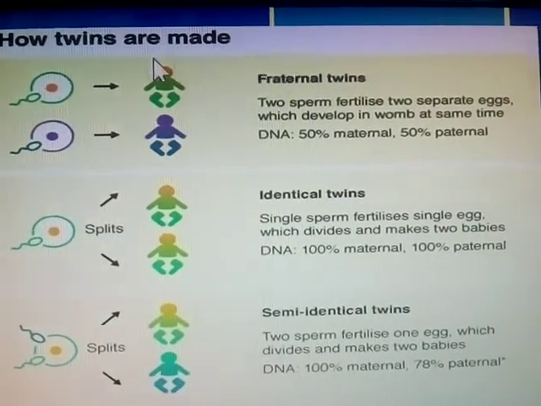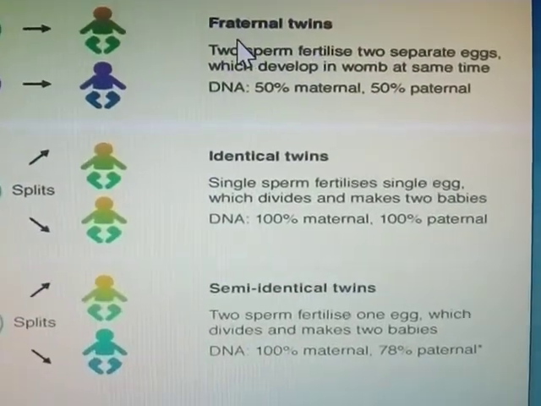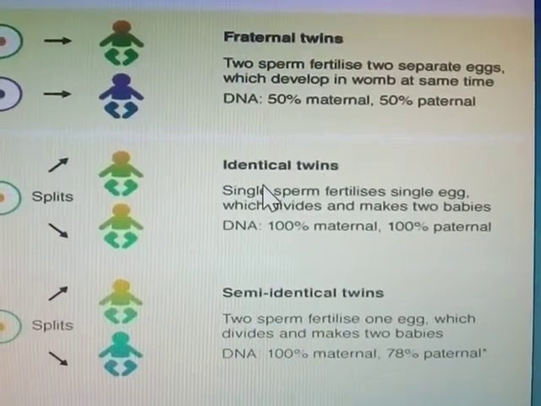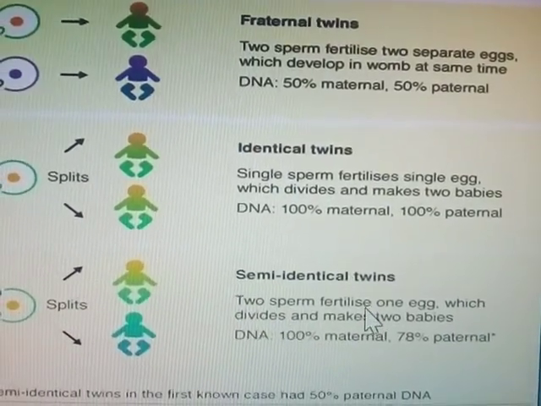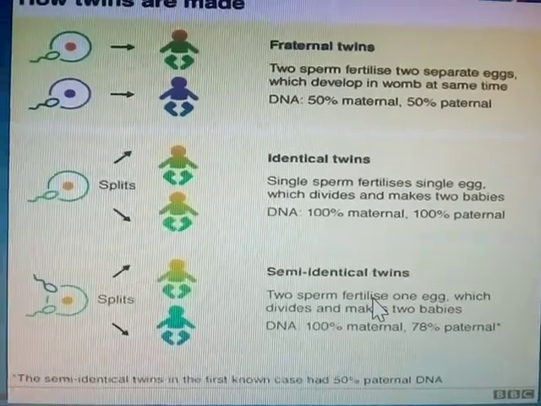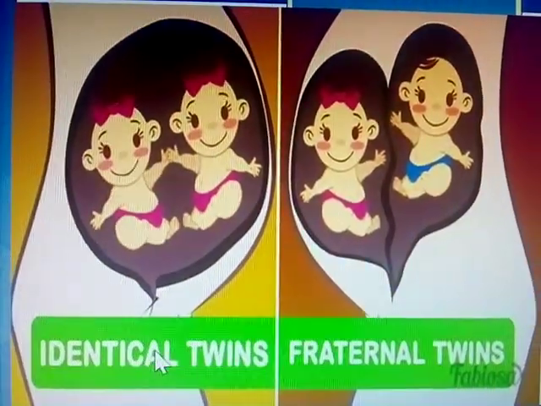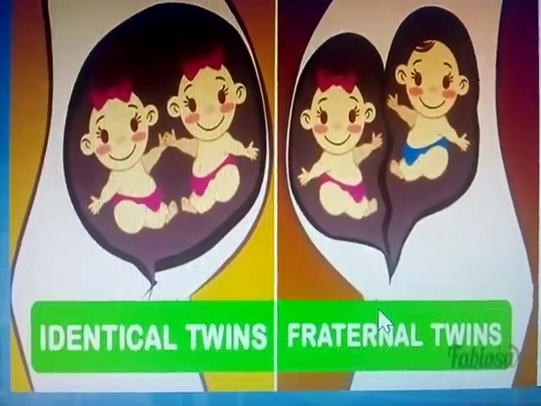Next, how do twins form? There are 3 types: fraternal twins, identical twins, and semi-identical twins. Identical twins and fraternal twins.